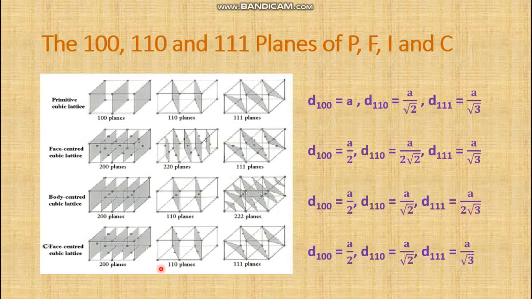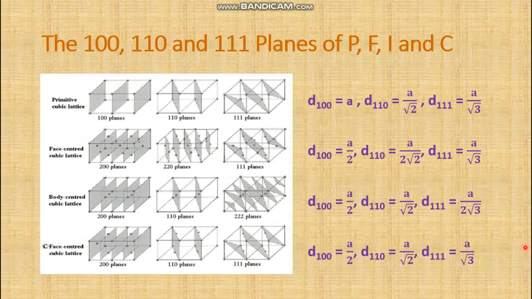For a base-centered space lattice or a C-face-centered space lattice, we have the 100 plane actually as the 200 plane, while the 110 plane remains unchanged. On the other hand, the 111 plane also remains unchanged. So these two values should be the same as the primitive space lattice, while this value should be the same as the face-centered or body-centered space lattice. So look, this is a by 2, similar to these two, while this is a by root 2, similar to this one, and this one is also similar to this one, which is actually a by root 3.